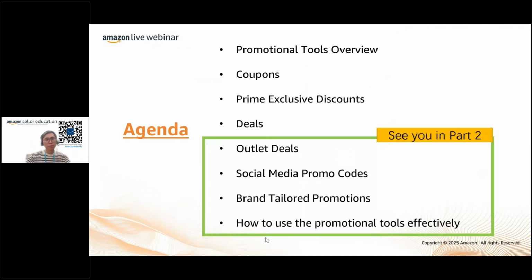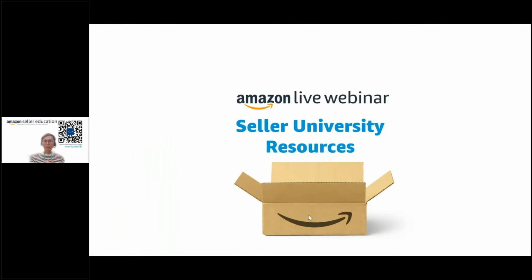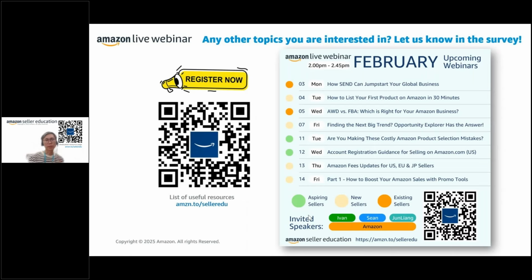Okay, I covered what I wanted in today's part one. See you in part two next month, where we'll talk about outlet deals, social media promo codes, brand-tailored promotions, and how you can use your promo tools effectively. There are some Seller University resources as well. I put those links on my QR code. There are detailed guides about how to use the promo tools effectively, so please scan this QR code. I also shared some common coupon troubleshooting guides on the QR code.